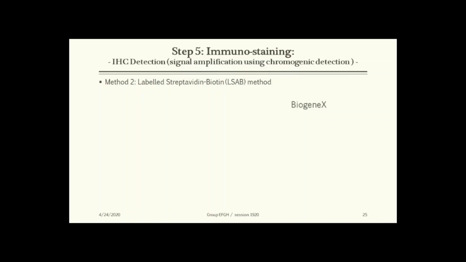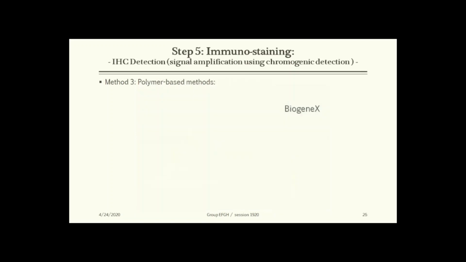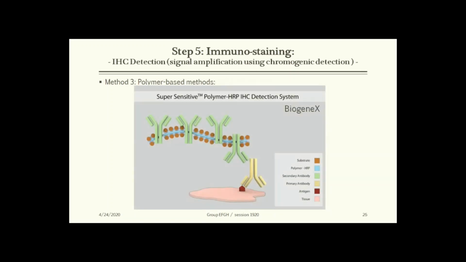Another type is the streptavidin biotin, LSAB, method. Basically, the streptavidin biotin complex is conjugated with the secondary antibody and enzyme. This method depends on the number of enzymes that bind to the molecule, while the polymer-based method eliminates this limitation. The polymer does not need to bind to the streptavidin biotin complexes. The polymer will simultaneously bind to the secondary antibody and enzyme, thus increasing signals and sensitivity of the assay.